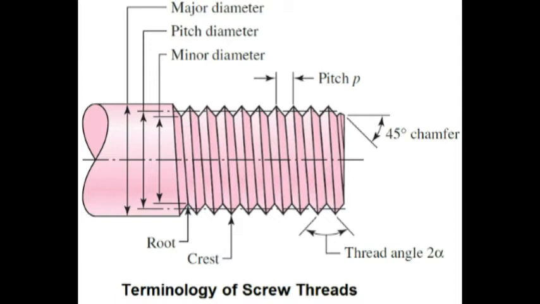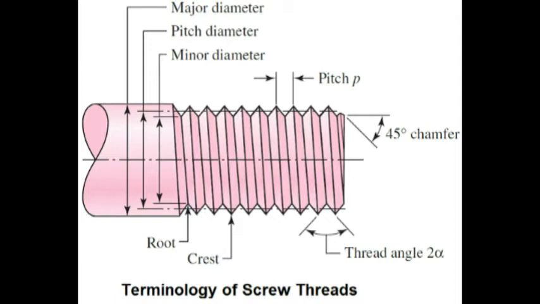So this is the screw thread illustration. This is the basic nomenclature of screw thread. First one is screw thread. What does screw thread mean? A screw thread is a continuous helical groove of a specified cross section produced on the external or internal surface of a cylinder or a cone.